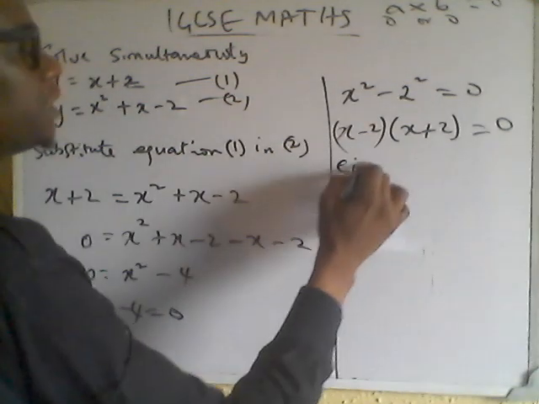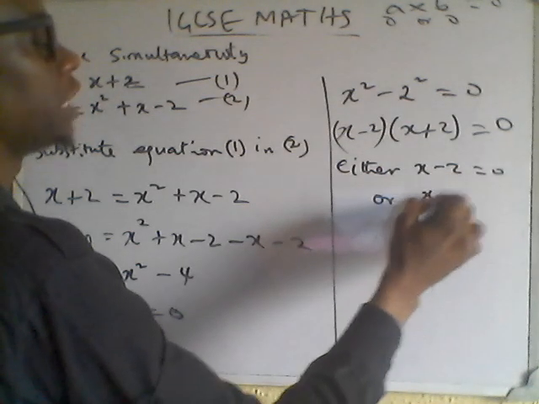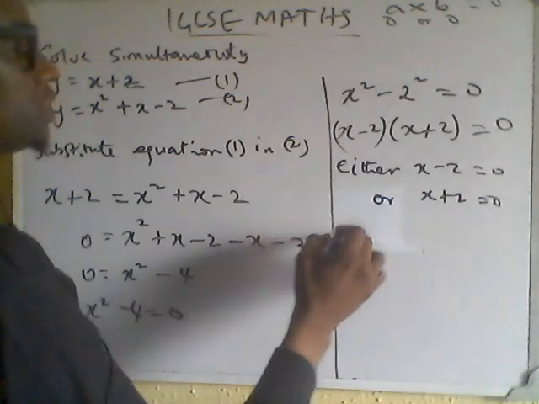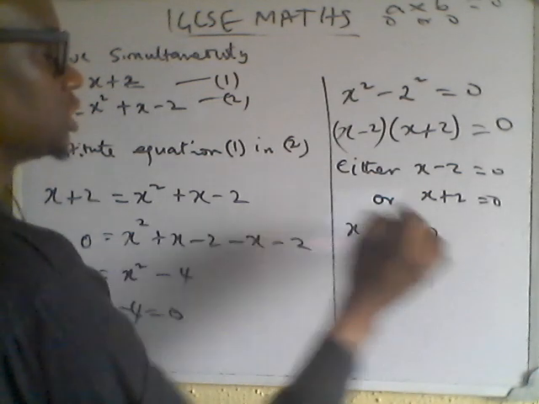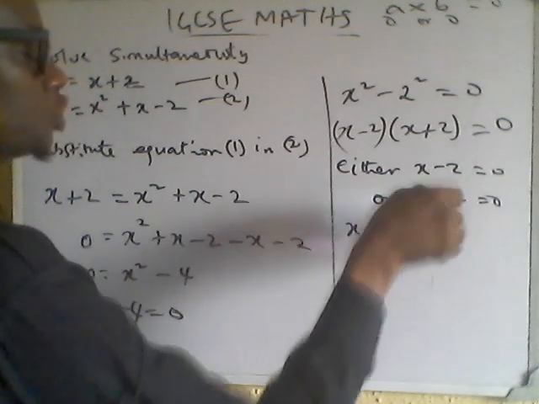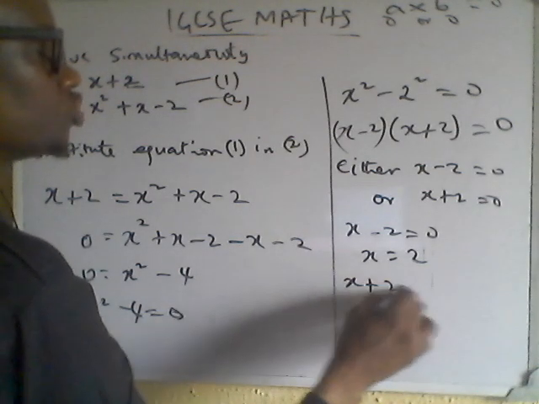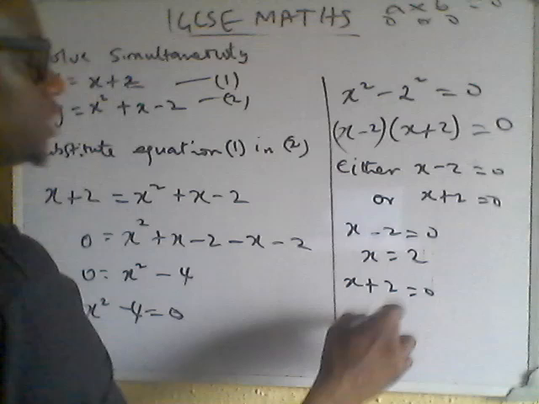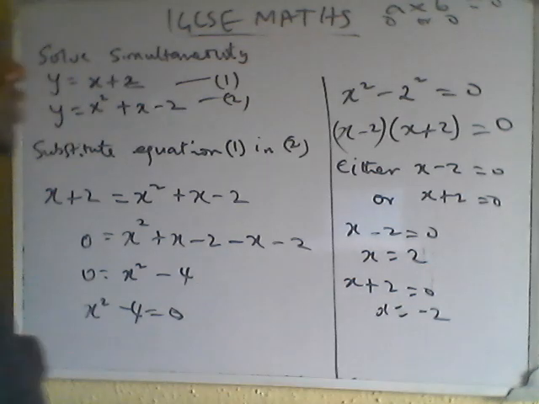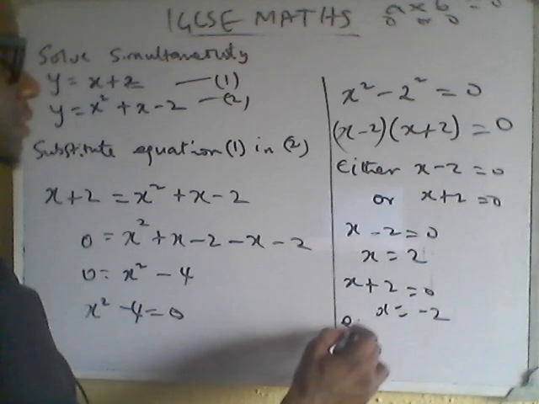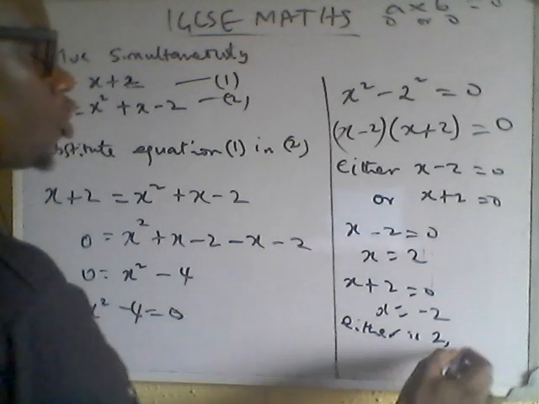So I'm going to say either x minus 2 is equals to 0 or x plus 2 is equals to 0. For the first case, x minus 2 is equals to 0, so x is equals to, when minus 2 crosses the other side, it becomes 2. For the second case, x plus 2 is equals to 0. When plus 2 crosses the other side, it becomes minus 2. So there are two values for x. Either x is 2 or minus 2.